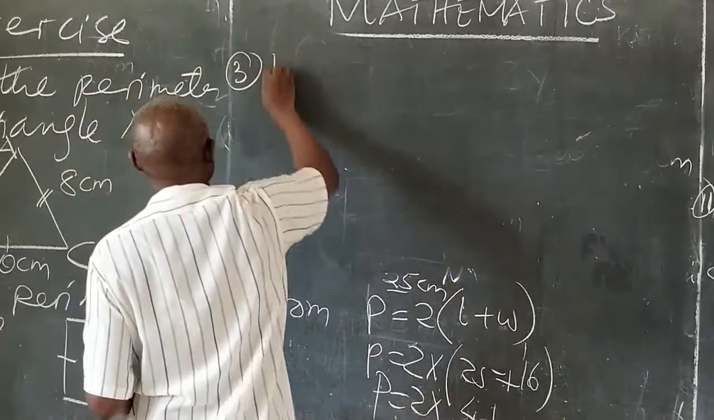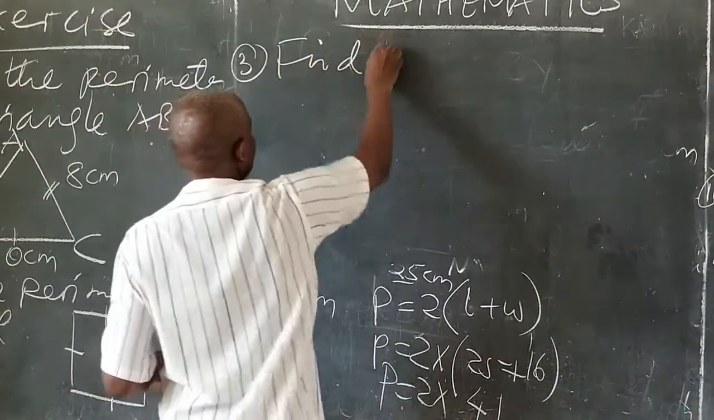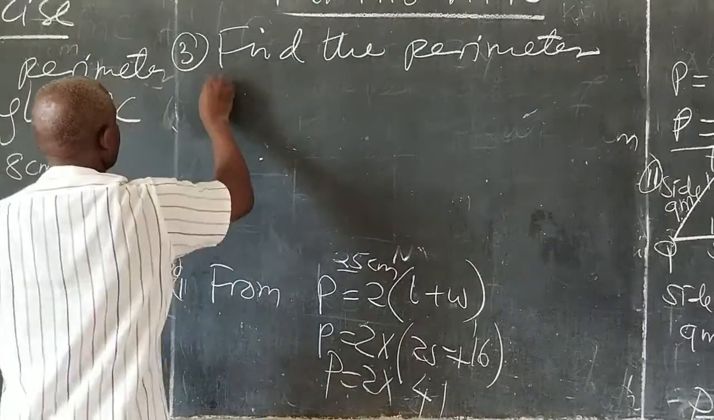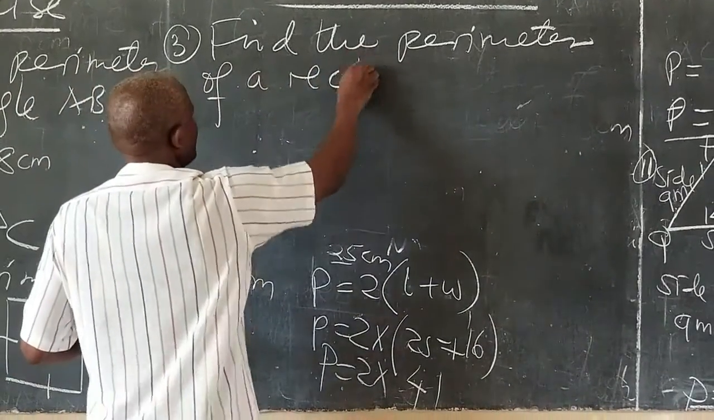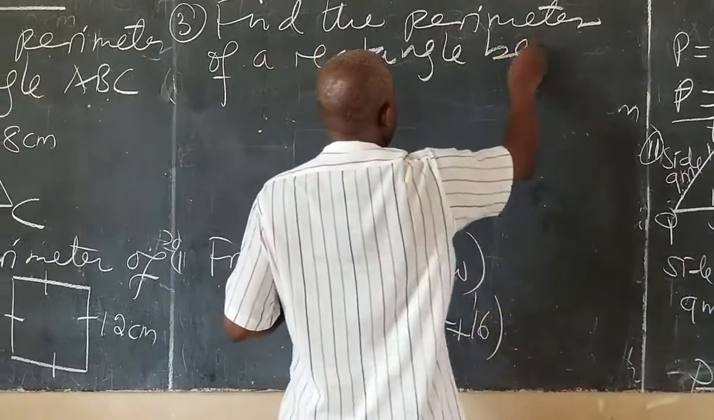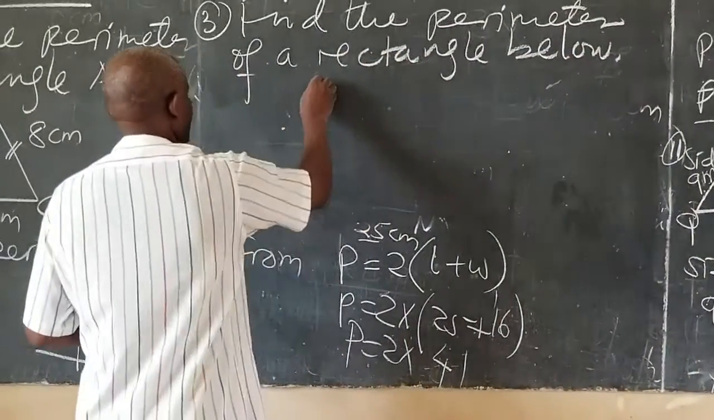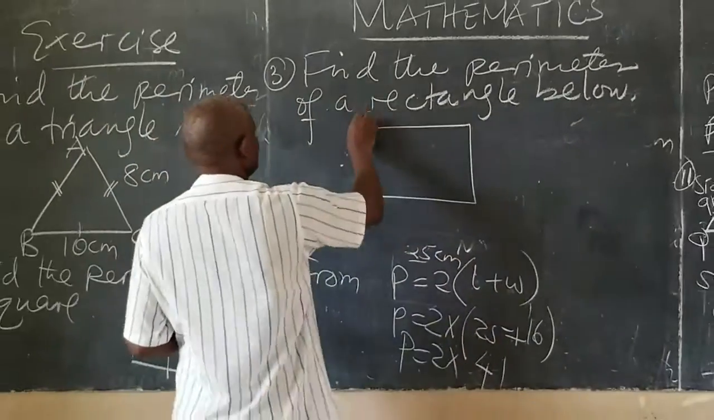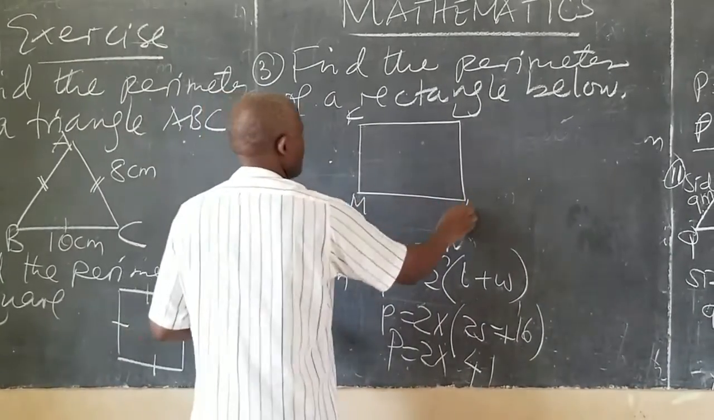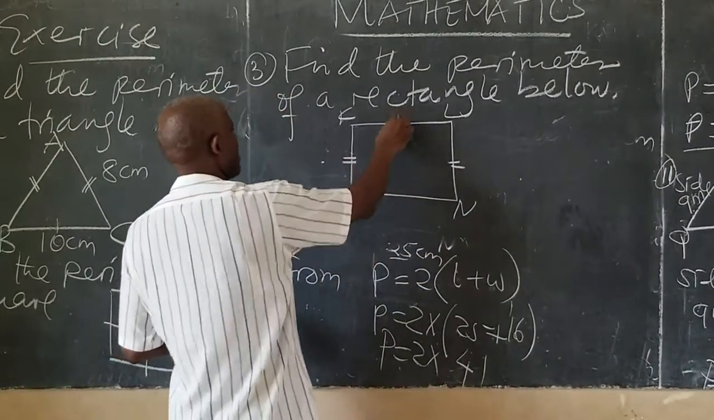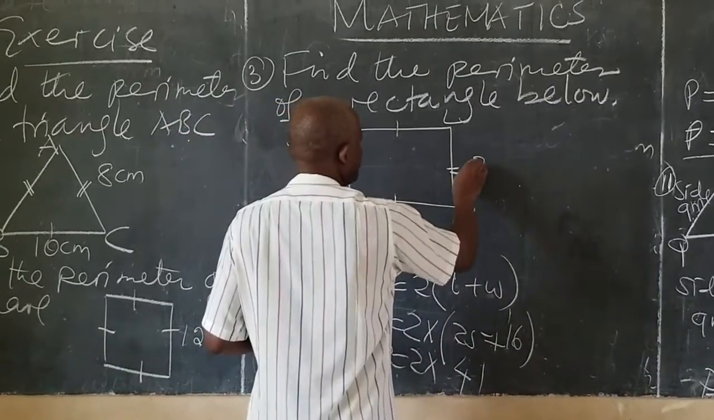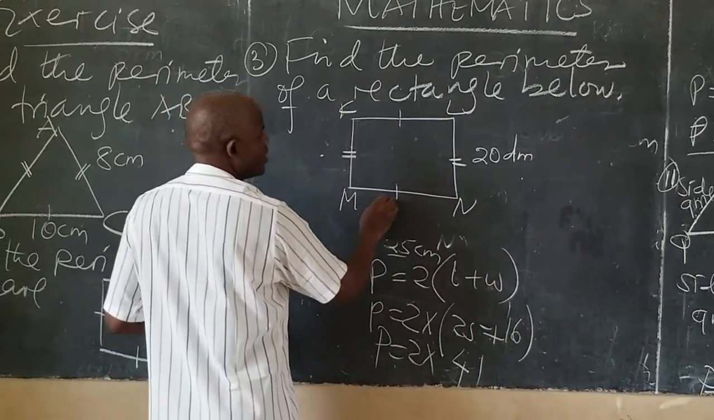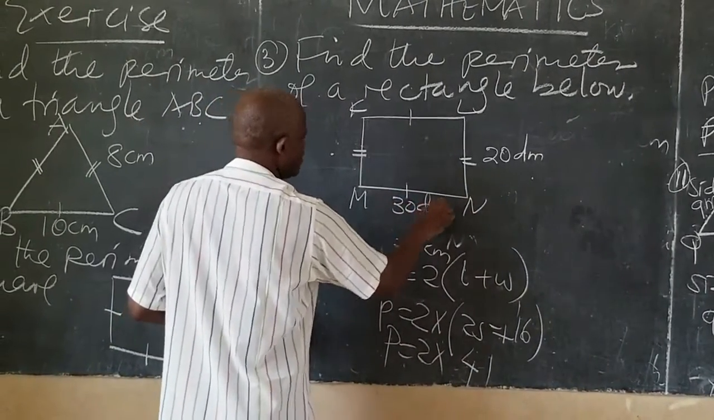Question number 3, find the perimeter of a rectangle below. The rectangle itself, it is here. This is K, L, M, N. This equal to this, and this equal to this. Here is 20 decimeter. Here it is 30 decimeter.